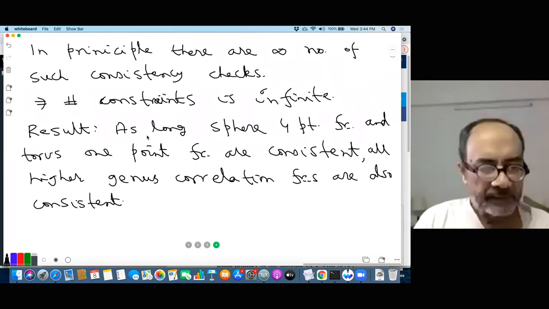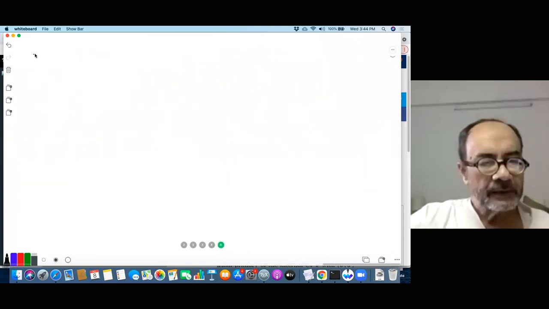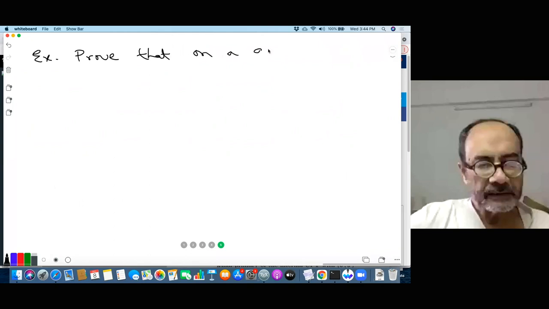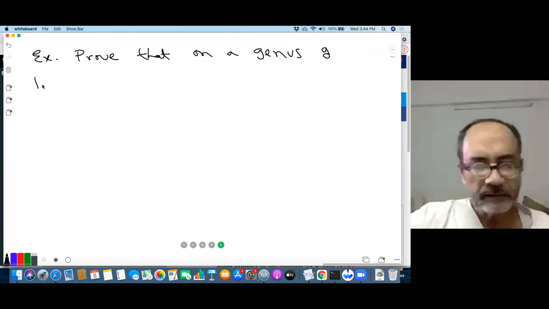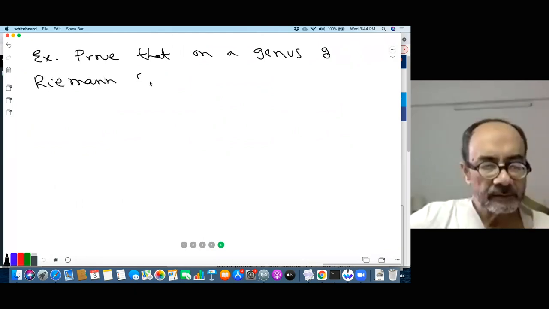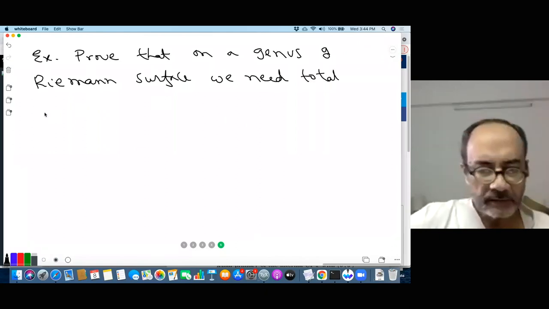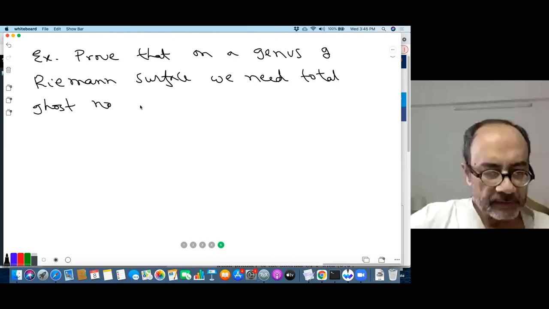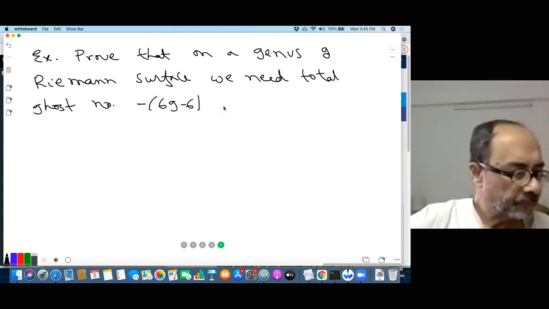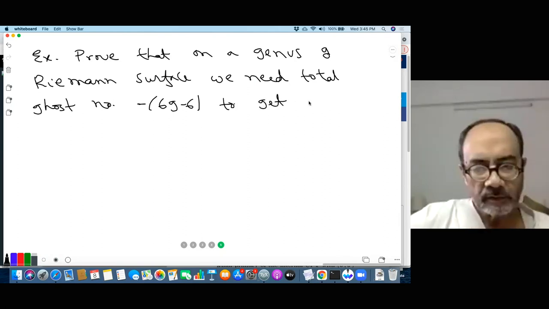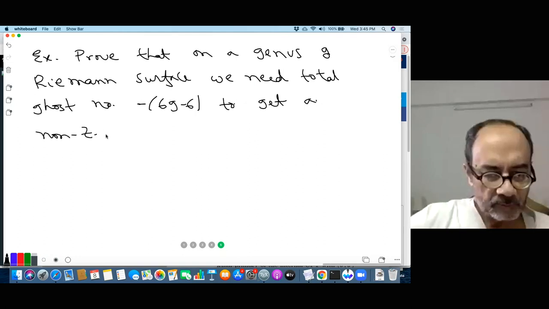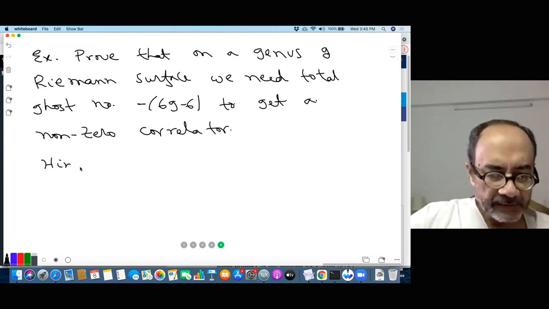Now let me give an example, an exercise. Exercise: prove that on a genus G Riemann surface, we need total ghost number minus 6G minus 6 to get a non-zero correlator. And the hint is that you have to use the plumbing fixture to build these genus G correlation functions.